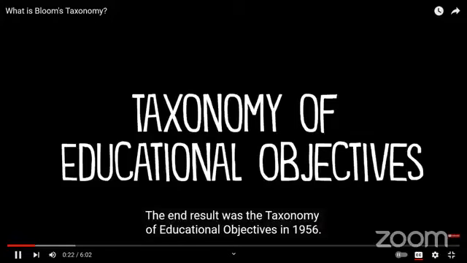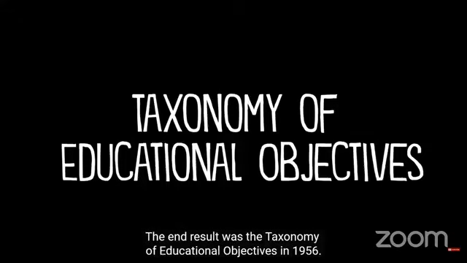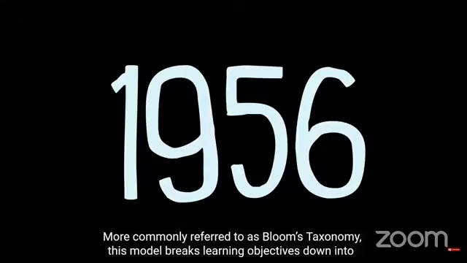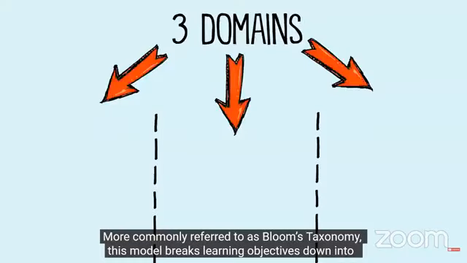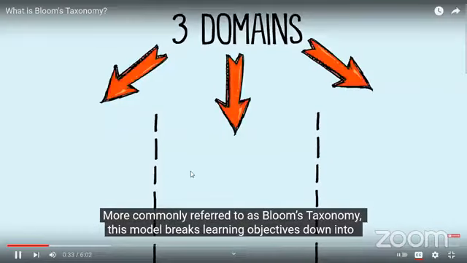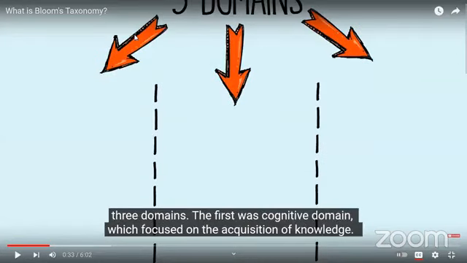The end result was the Taxonomy of Educational Objectives in 1956, but it's more commonly referred to as Bloom's taxonomy. This model broke learning objectives down into 3 different domains. Does anyone know what the 3 domains of learning are? I'm going to give you the first one: cognitive.